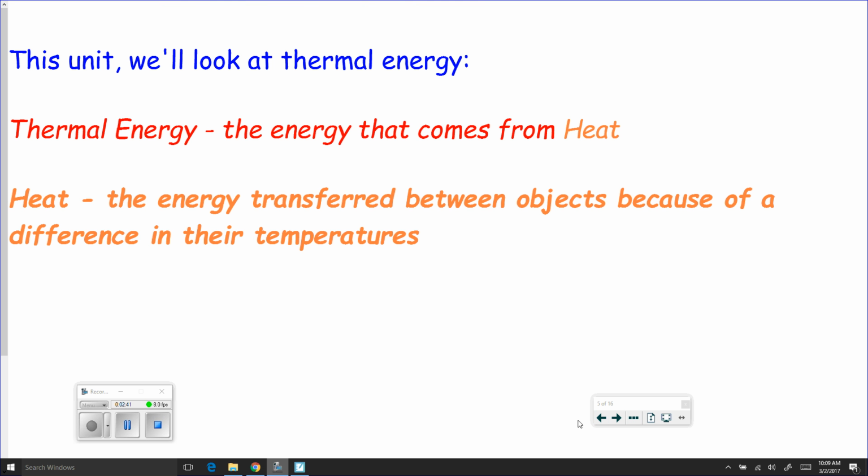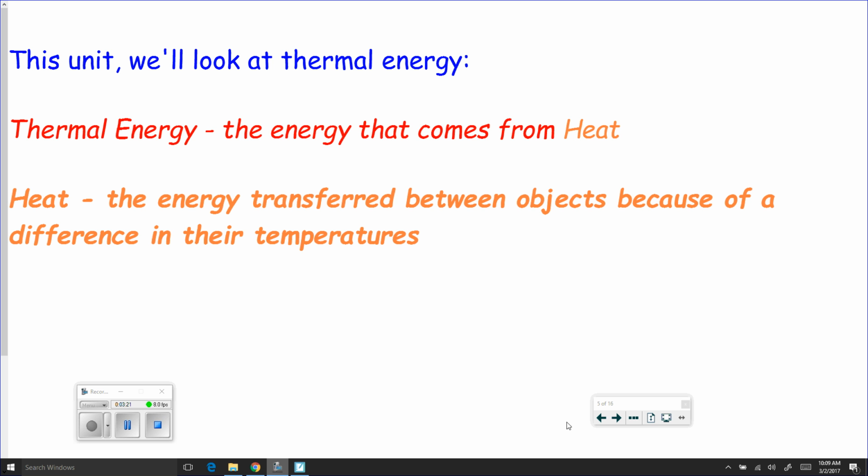So, coming back, we're going to define the increase of friction in a system as thermal energy. And thermal energy is defined as the energy that comes from heat. The definition of heat, which is different from temperature, which I'm going to say a number of times, is the energy transferred between objects because of the difference in their temperature, not the temperature itself. So heat is not the temperature of an object. Heat is the transfer of energy because two objects have different temperatures.